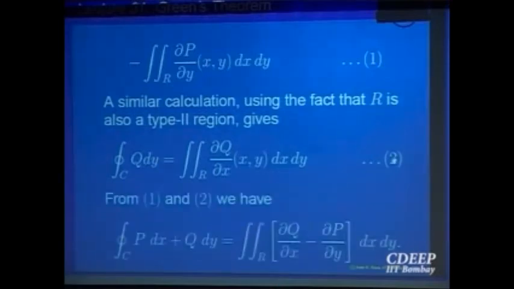So, combining 1 and 2 similarly, right? P dx we evaluated. I showed you how to evaluate. Evaluate the other one also, Q dy, using, it is a type 2 integral, right? So, type 2 region, give the appropriate boundaries and you will add up these two to get Green's theorem. It is true for a simple region.